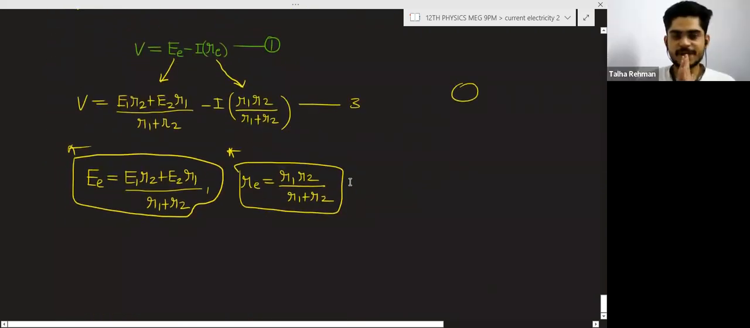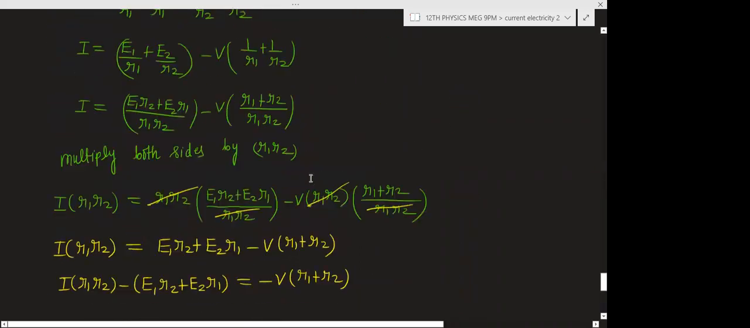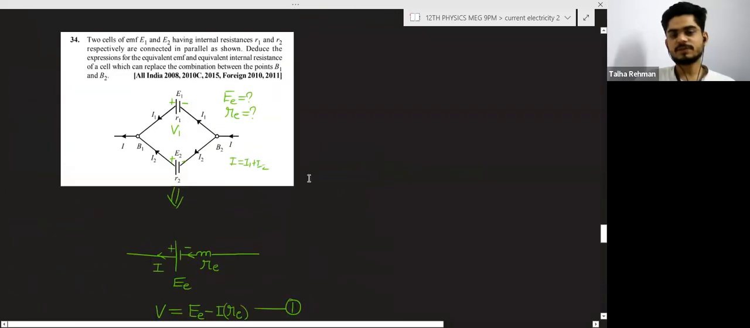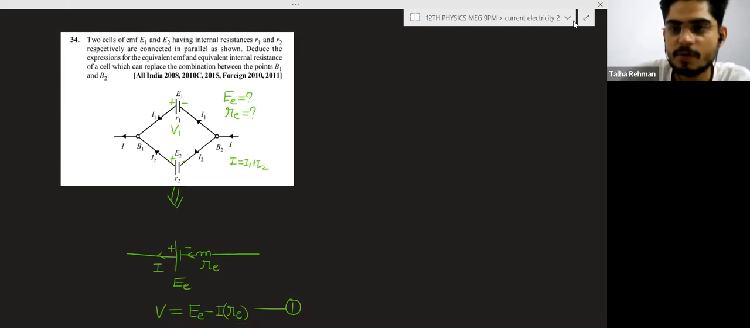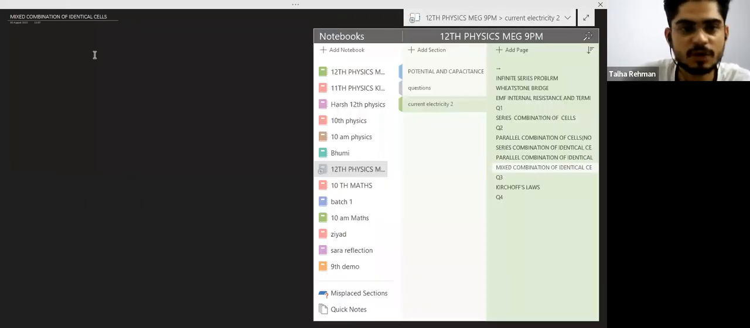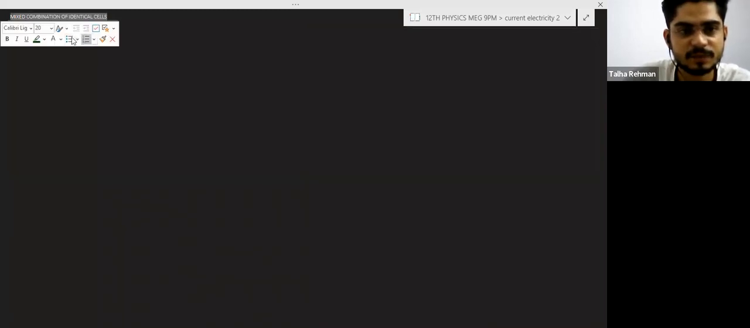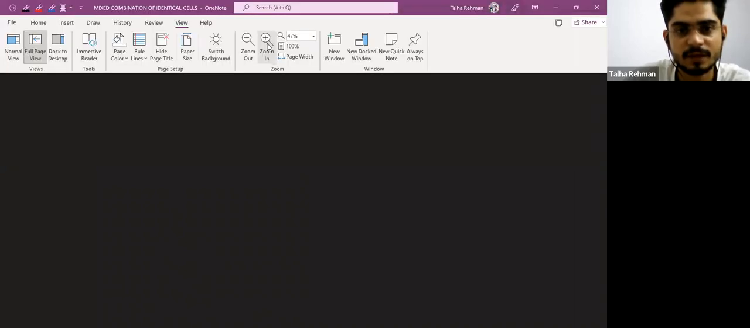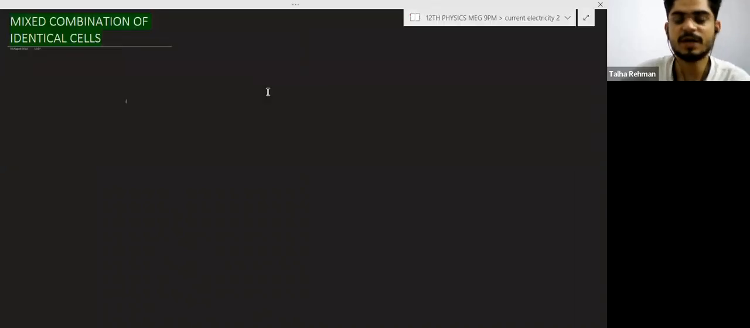And one thing I want to tell you, in the last question, calculations are involved, so I want you to practice this question. Okay, so we will start our topic, mixed combination of identical cells. If you have any doubt in the assignment, then you can ask me. So I am just starting the mixed combination of identical cells.